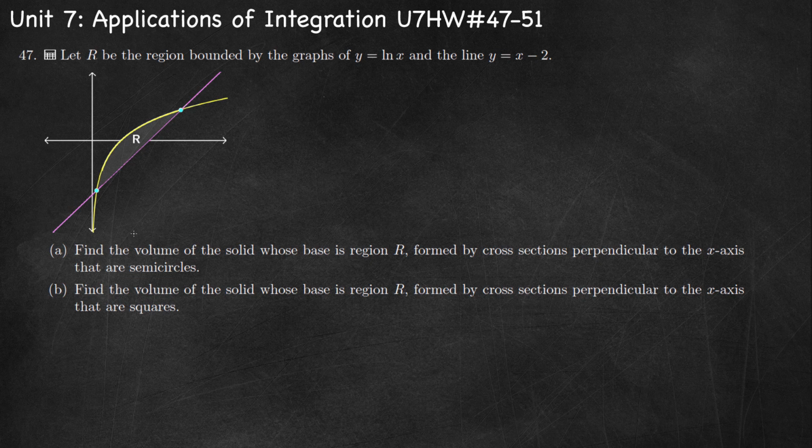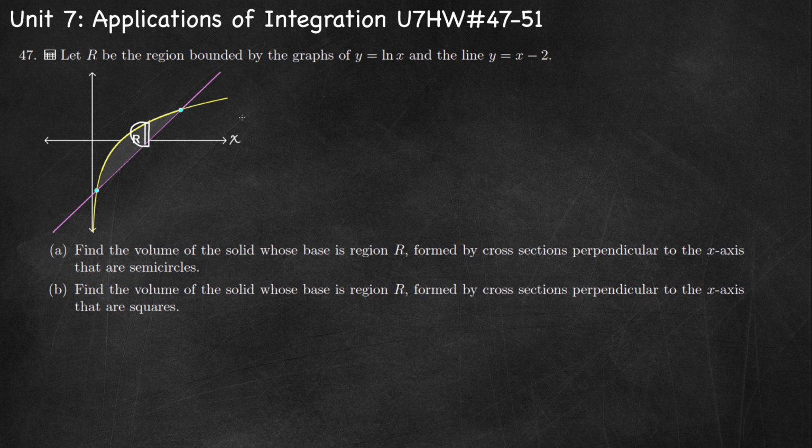So for part A, our cross sections are perpendicular to the x-axis, and that means I am going to draw my reference rectangle perpendicular to the x-axis. And I'm looking at a top-down view, so I'm seeing the base of this solid. But if I imagine slicing it and then looking at my slice from the side, it's going to look like it's in the shape of a semicircle, something like that.